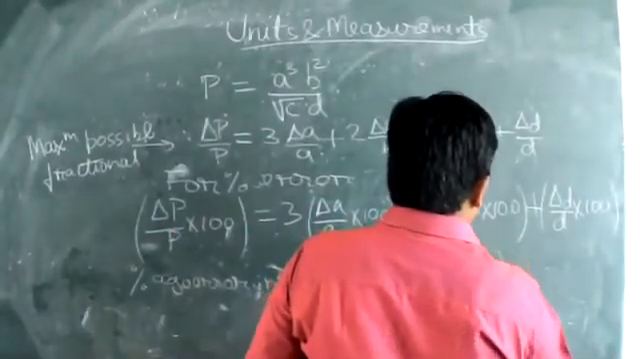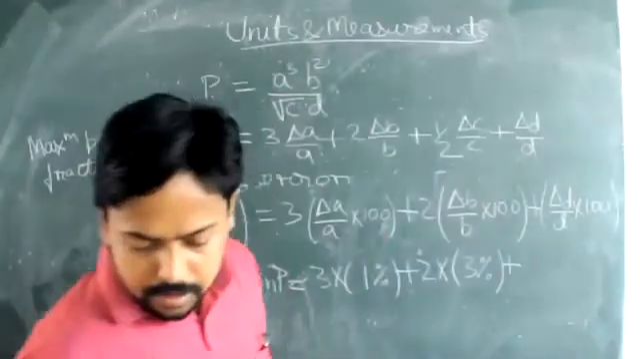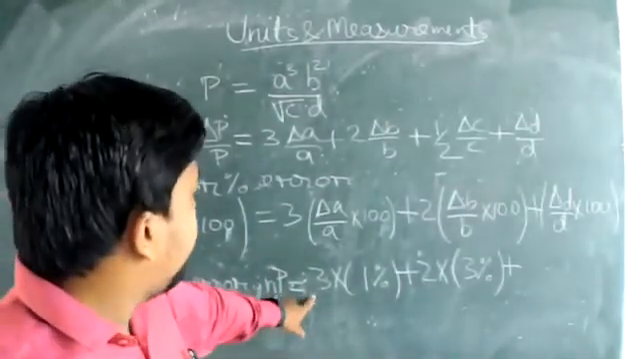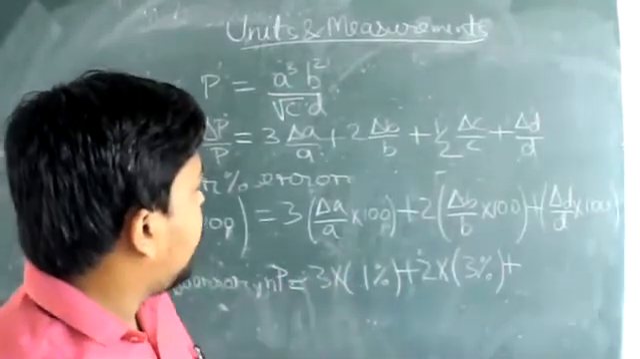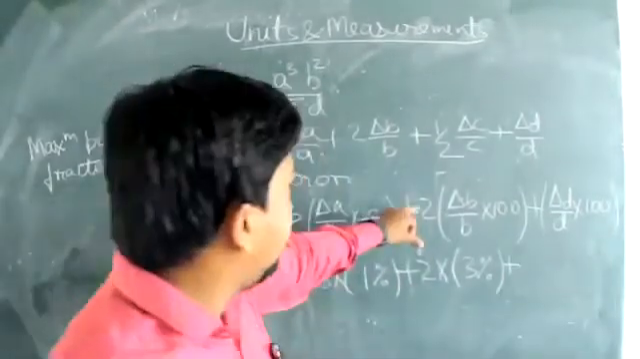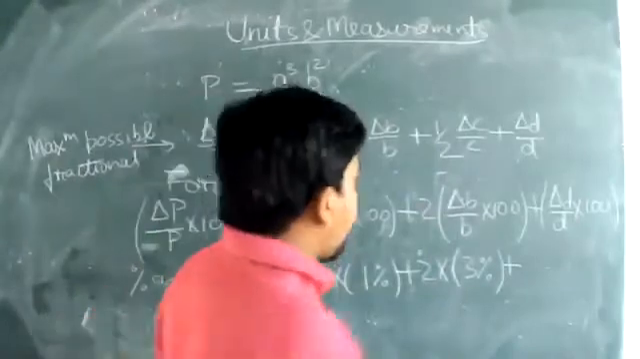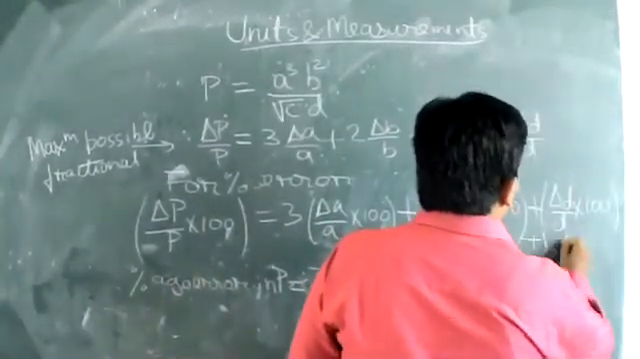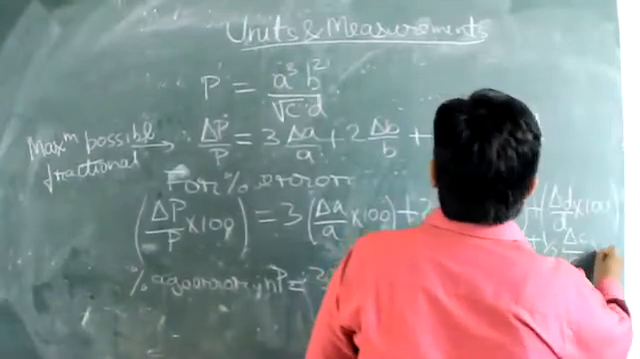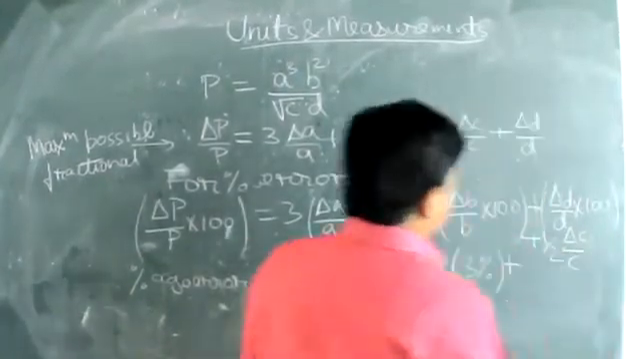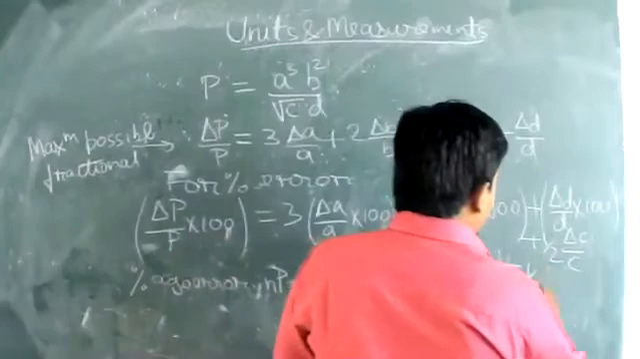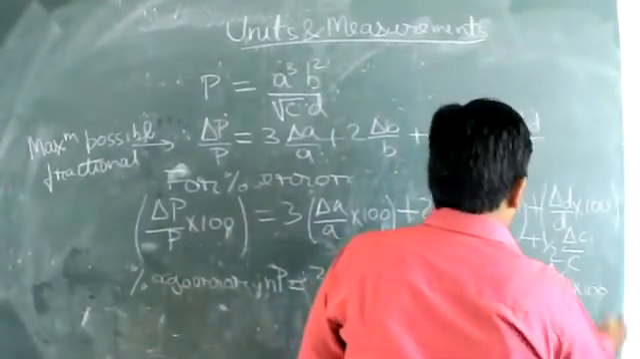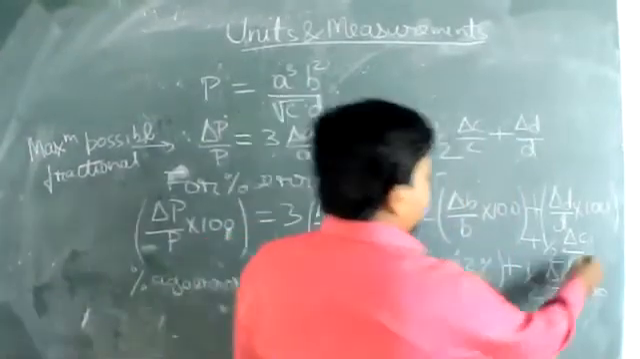Similarly, percentage error in B has also been given to us. Percentage error in A we have written, B we have written. And there is one more term, the C term is also here. Plus half delta C upon C into 100. If we multiply it by 100, then it comes out to be delta C upon C into 100. So we are having these terms.